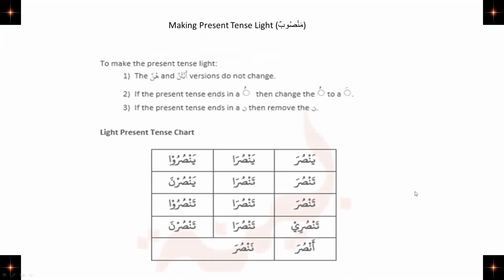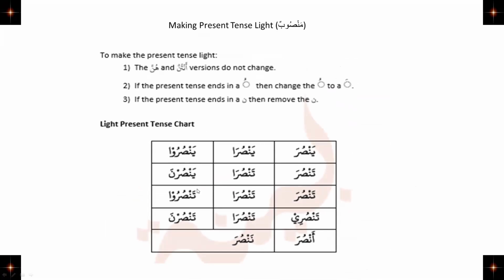Fi'l mudhari light, mansub. So this is what I have just explained, right? I'm saying that to make the present tense light, the hunna and antunna version do not change. What you do is that if the present tense ends with u, that is the normal, you then change the u to a, finish, it becomes light. If the present tense ends in noon, then you remove the noon, finish. Okay, of course, except these two situations for hunna and antunna, you don't touch them. Fi'l mudhari is very special, isn't it?